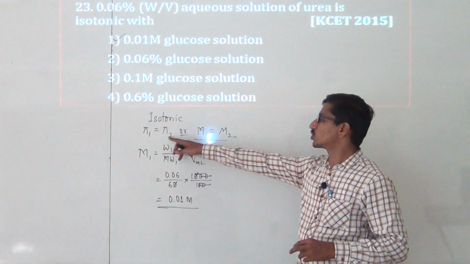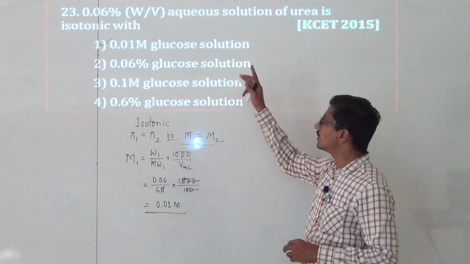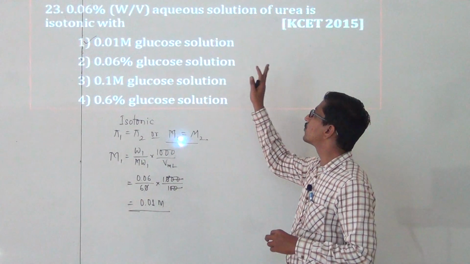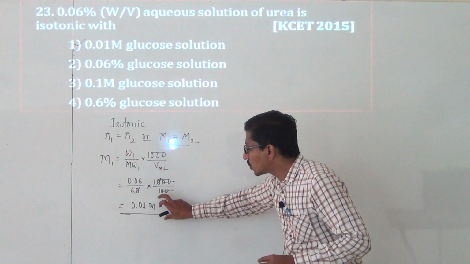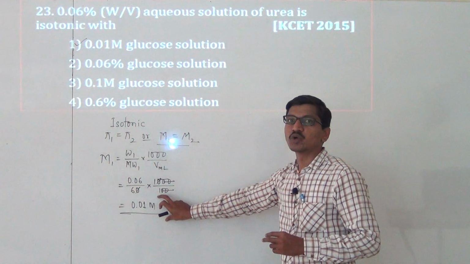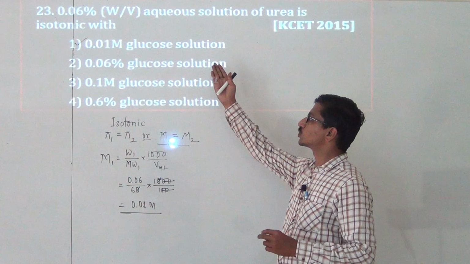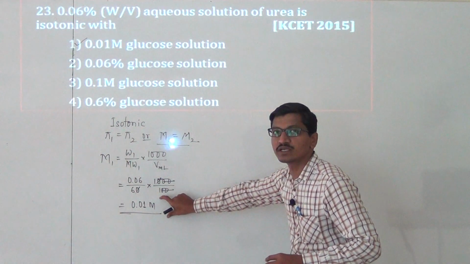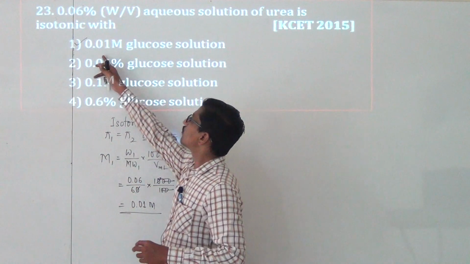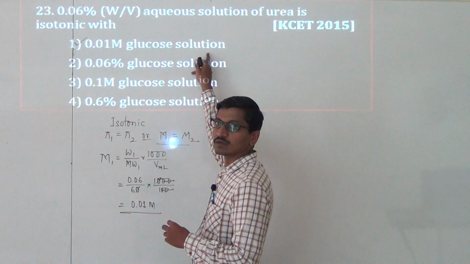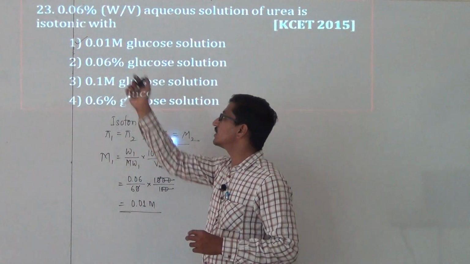Isotonic solution means osmotic pressures of both these solutions are same or concentration is same. In this, 0.06% weight by volume aqueous solution of urea is isotonic with, means first we have to calculate the concentration of 0.06% urea solution and compare with the other solution, and the concentration is 0.01 M and this is isotonic with 0.01 M glucose solution. This is also non-electrolyte and urea is also non-electrolyte, and the correct option is the first one.